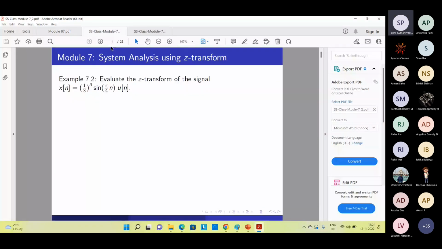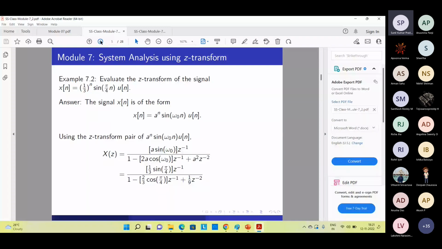Let's take another example. Let's evaluate the Z transform for this signal. How can we do it? Let's say x(n) is equal to (1/3) to the power n sin(pi/4) u(n). If you can see, this is the standard form of the signal, so you can find the Z transform like this. Okay, what is the region of convergence? Mod z greater than 1/3. Okay, so I think this part is discussed.